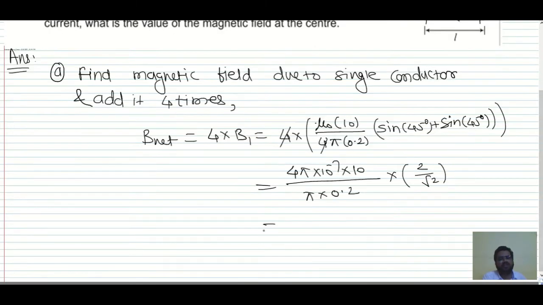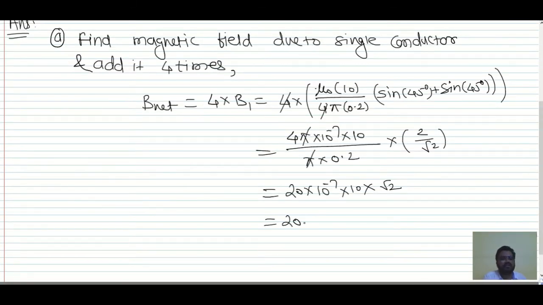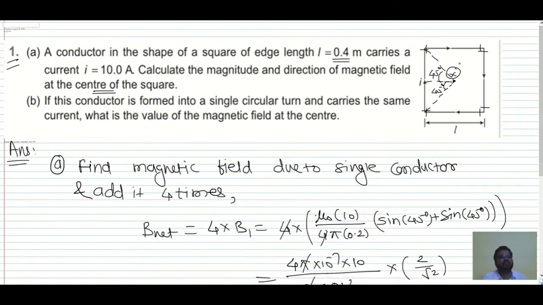So if you just calculate now, this pi gets cancelled. We'll have 20 into 10 to the power minus 7 into 10 right now. So this is 40, 40 by 2 is 20 into 10 to the power minus 7 into 10 into root 2. So we'll have the answer as 20 root 2 into 10 to the power minus 6 Tesla. So this is the magnetic field due to this square.